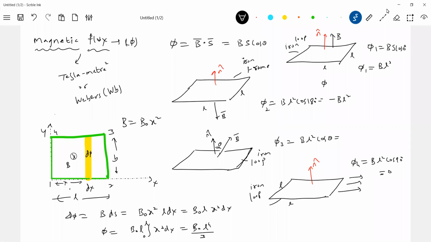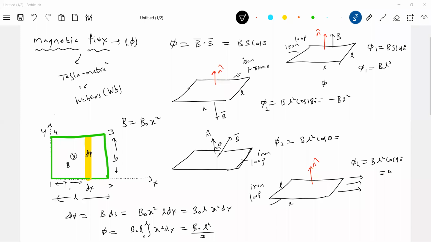Sir, positive or negative? I'll assume n cap along negative z axis. Let me assume the n cap along negative z axis here. It all depends upon n cap, how it is defined. So what is the basic method? If B linking a loop is constant at all points, flux is the field strength into area of the loop. If B is variable, then assume first an elemental structure, then calculate the flux linking the elemental structure, then integrate to get the total flux linking the loop.